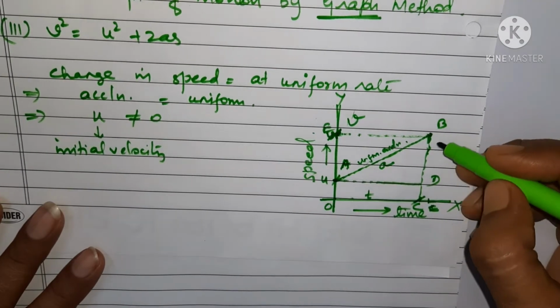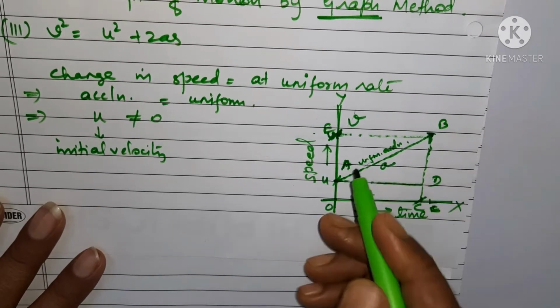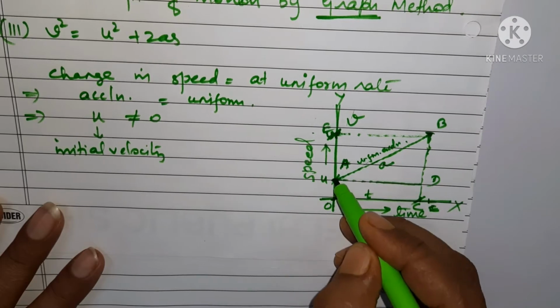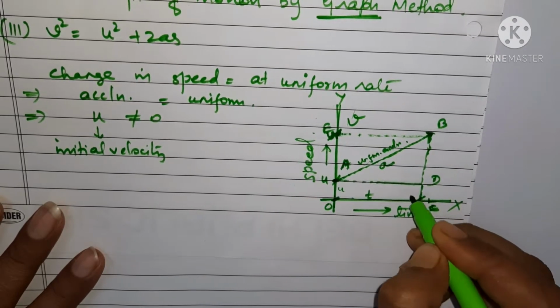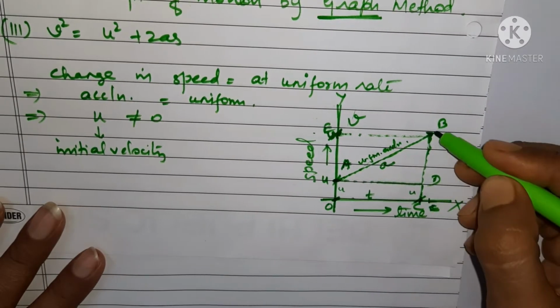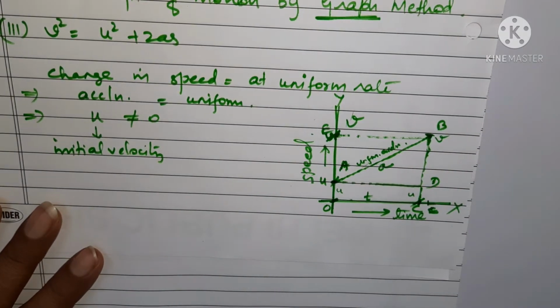Okay, and you can see this one, from here to here. Since from here it is 0, from here to here it is only u. So if this is u, this also is going to be u, and from here to here, this total is going to be v. Okay, you are having v.